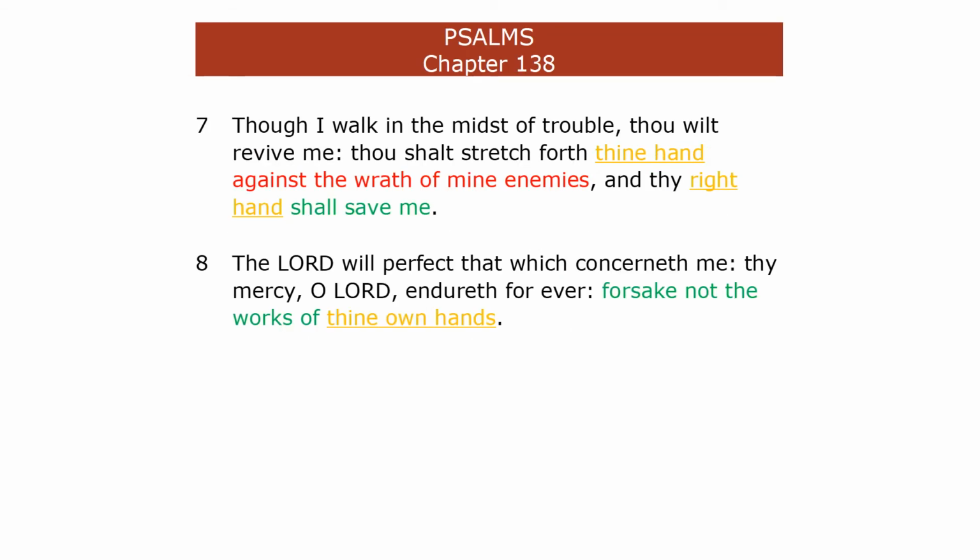Let's move on to Psalms 138 now. Same thing, the hands keep coming up again. "Thou shalt stretch forth thine hand," your left hand, your right hand. Which one is going to be against the wrath of your enemy? The right hand, your political hand. Because once you have that political strength, that political power, then no nations, no one, including your current enemies, can affect you. Your right hand shall save you.